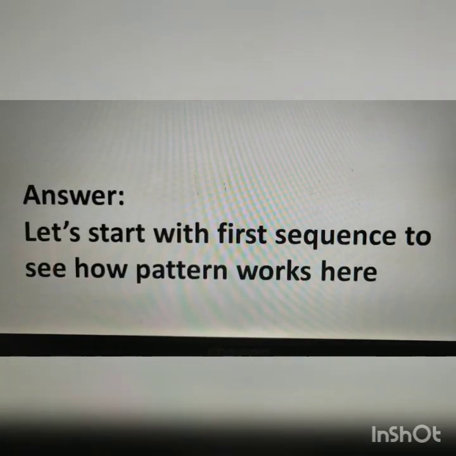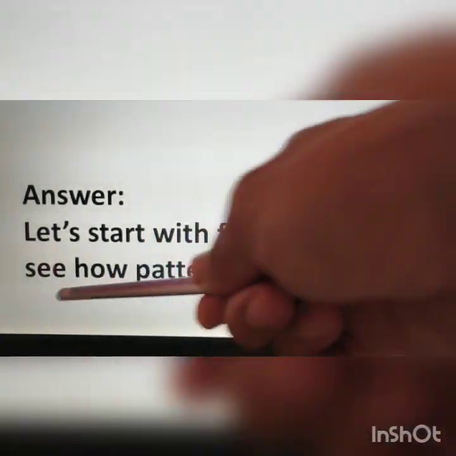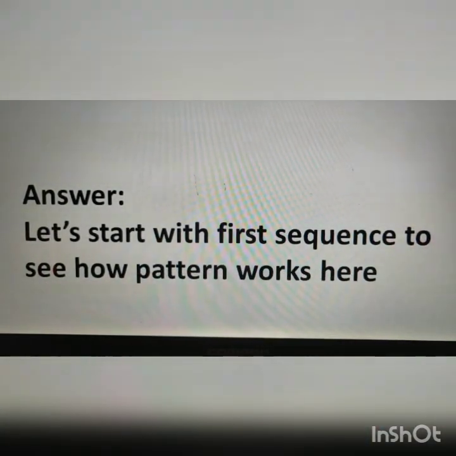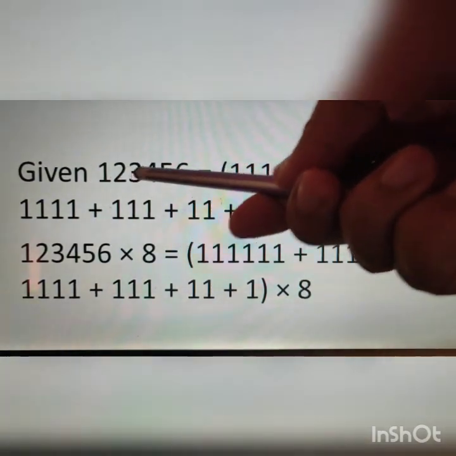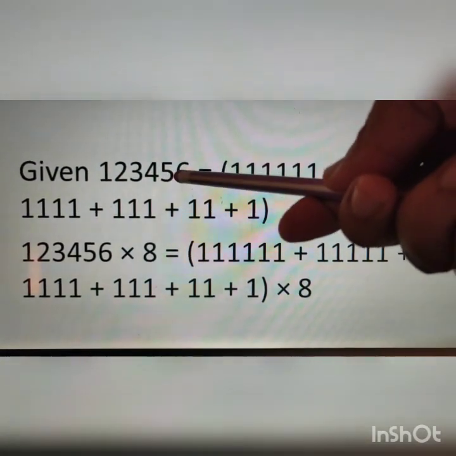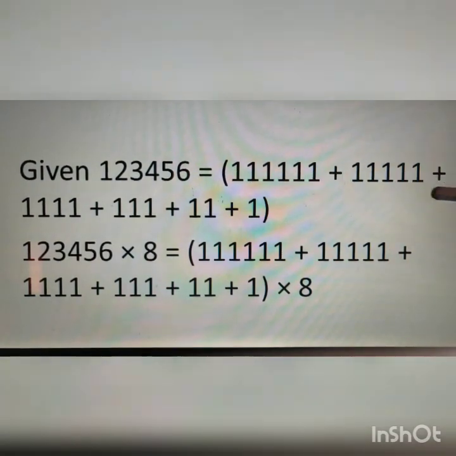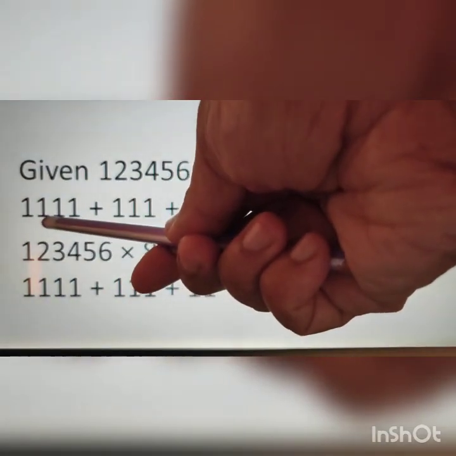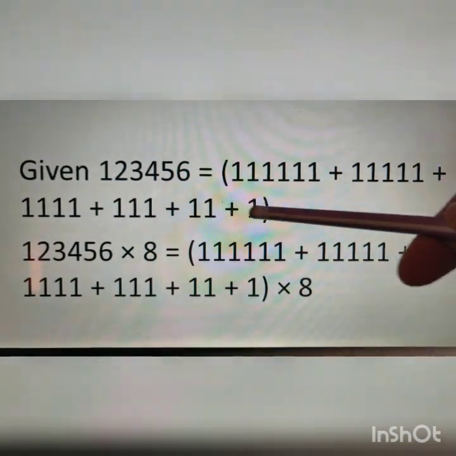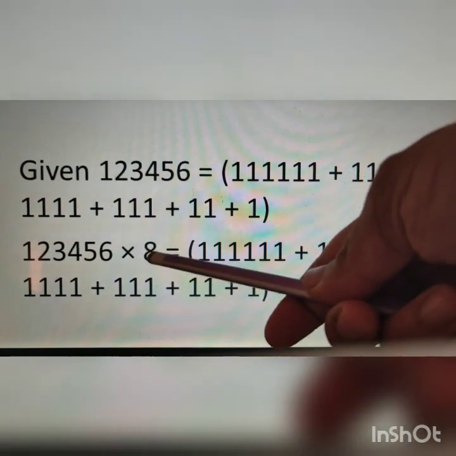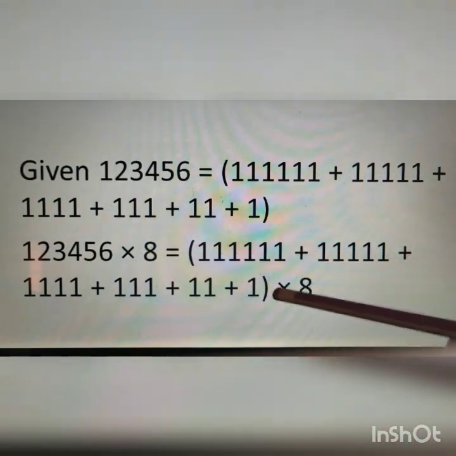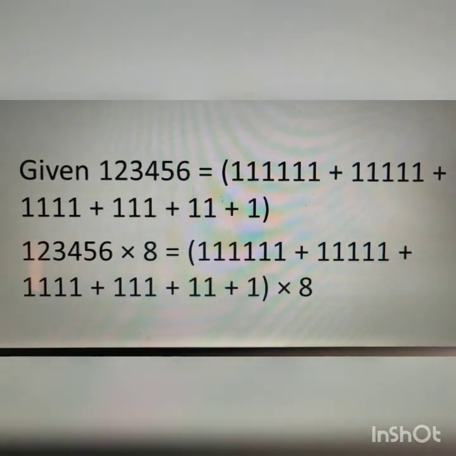Now, let's start with the first sequence to see how the pattern works here. It is given in the question 1, 2, 3, 4, 5, 6. If 6 is the last digit, it will start with the sum of 6 times 1, 5 times 1, 4 times 1, 3 times 1, 2 times 1 and 1 times 1, multiplied by 8. That is our sequence. So, it will multiply with 8.